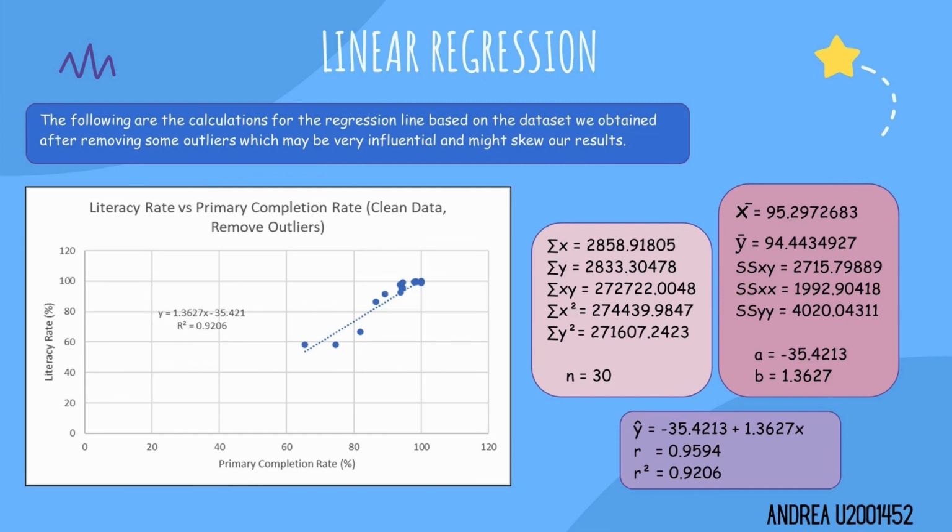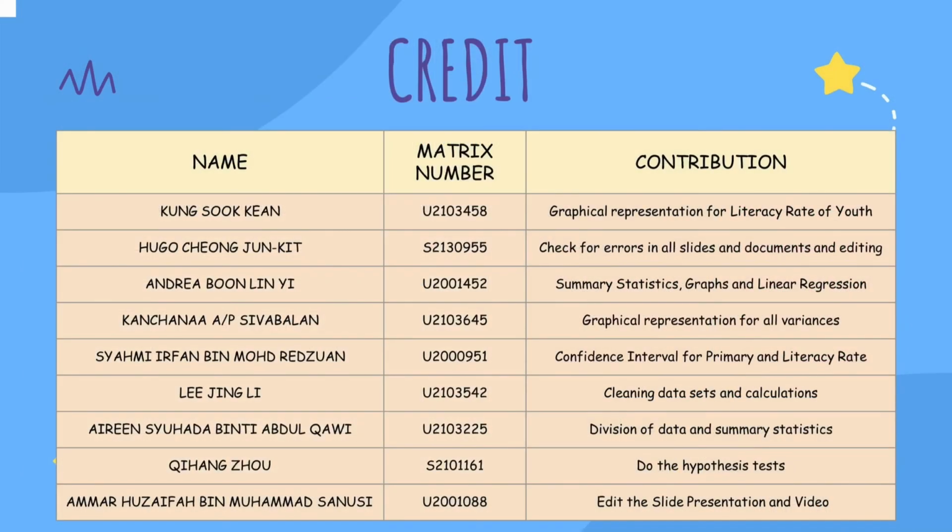These are the calculations to obtain the regression line equation. We have a value of a as negative 35.4213 and a slope coefficient b of 1.3627. The linear correlation coefficient r is 0.9594, which is close to 1 and indicates a strong linear relationship between the two variables. The coefficient of determination is 0.9206, which indicates 92.06% of the total sum of squares fit this regression model. The following table shows the contribution of each of the 9 members in our team.